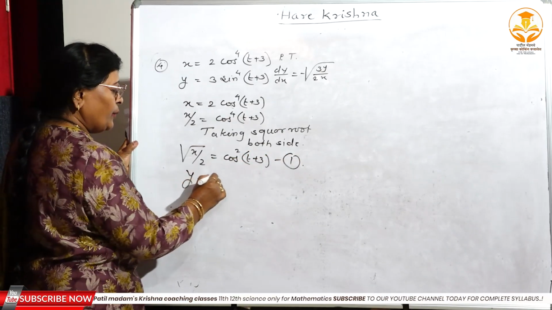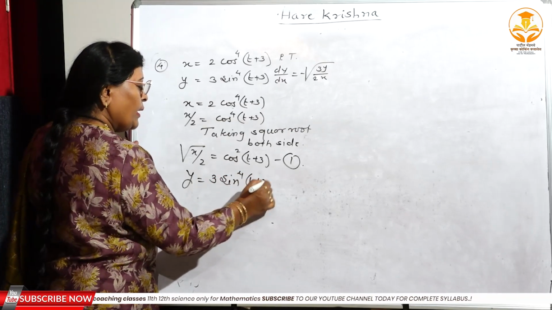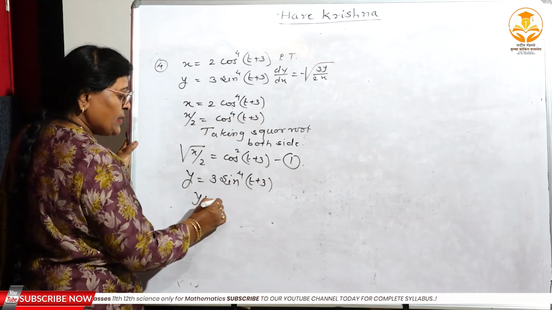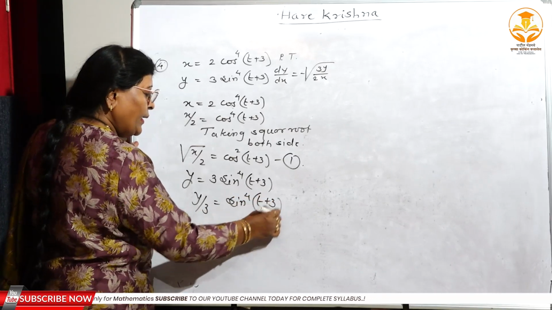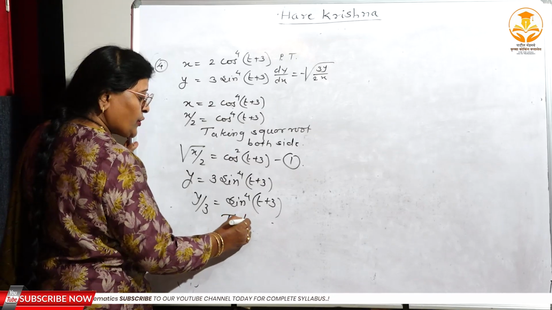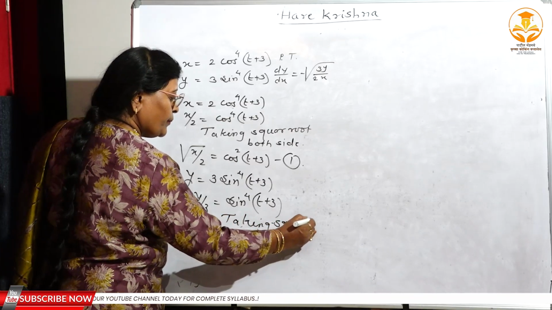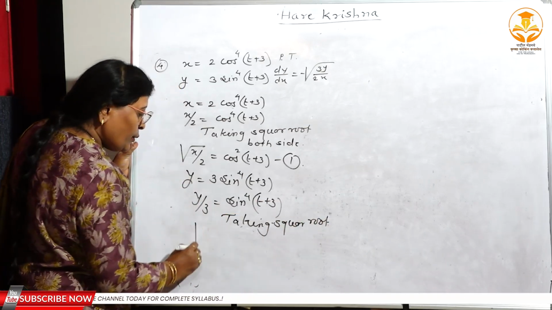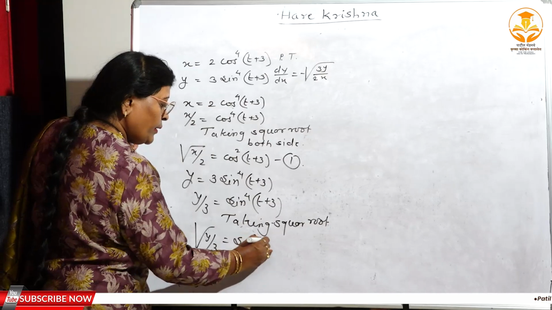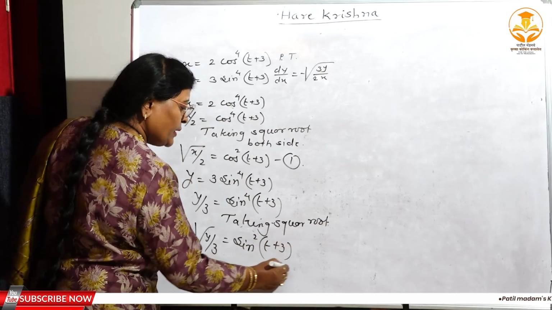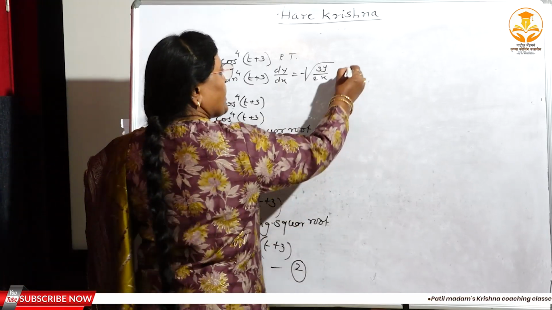Again y is equal to 3 sin raised to power 4 t plus 3. Again y by 3 is equal to sin raised to power 4 t plus 3. Again taking square root both sides, root of y by 3 you have got as sin square t plus 3. Right? This is second. Now you can add this, that is adding first and second.